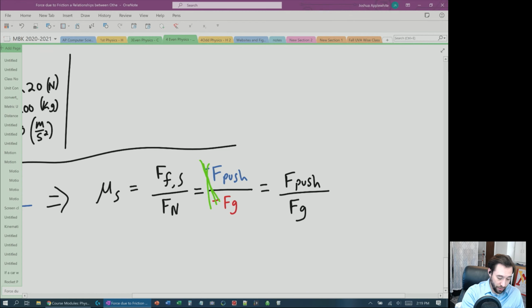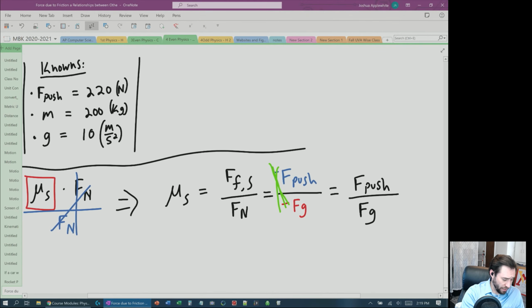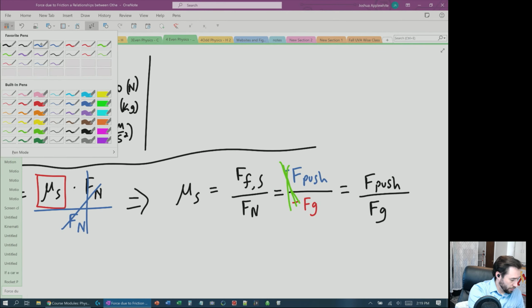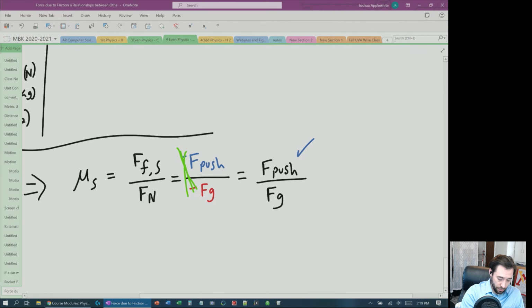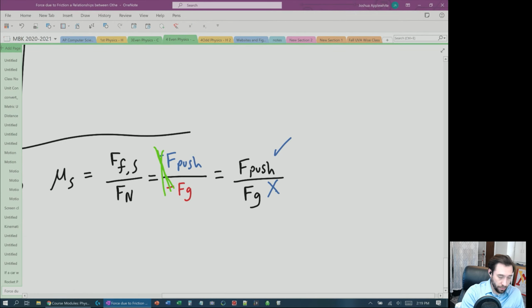So let's see if we can plug in values now. Do we have force push? We have force push, so that gets a check. Do we have force due to gravity? No, we do not. So that gets an X. This is the last algebraic step. So since I already have force push, I'm going to just copy that one down.